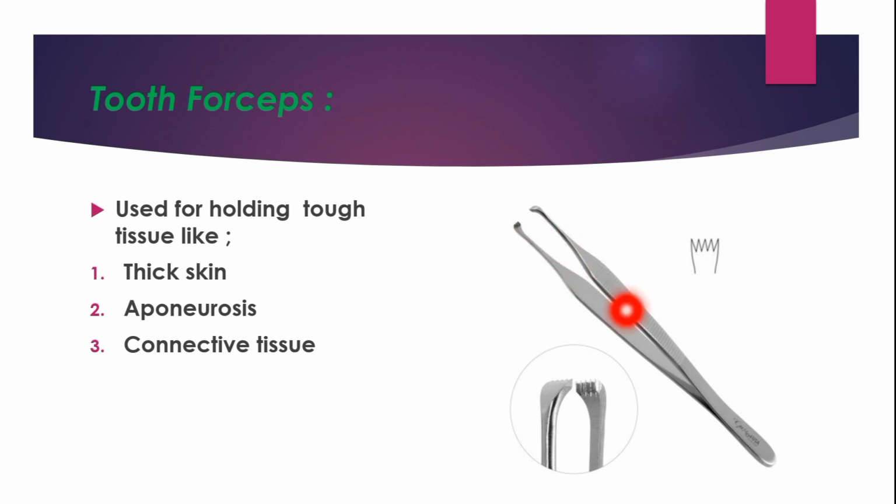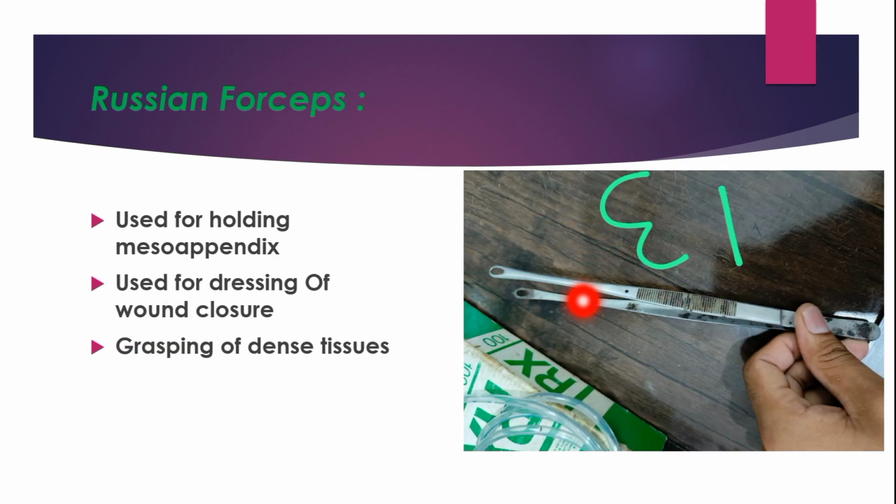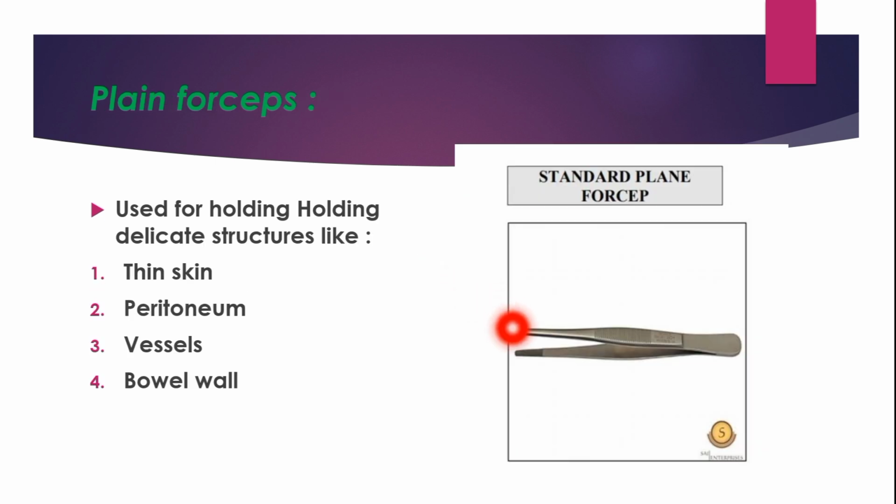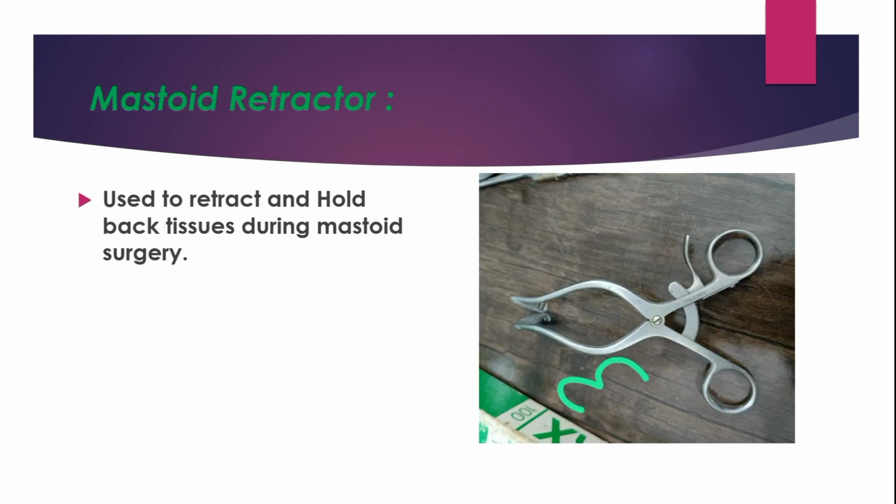This one is a tooth forceps because they consist of tooth-like ends, and it is used for holding tough tissues like thick skin, epineurium, fascia, and the tough connective tissue. And this one is a Russian forceps, and this Russian forceps is used for holding the mesoappendix. It is also used for dressing of the wound closure, and it is also used for the grasping of the dense tissues. This one is a plain forceps, and the plain forceps is used for holding the delicate structures like thin skin, peritoneum, vessels, and the bowel wall.